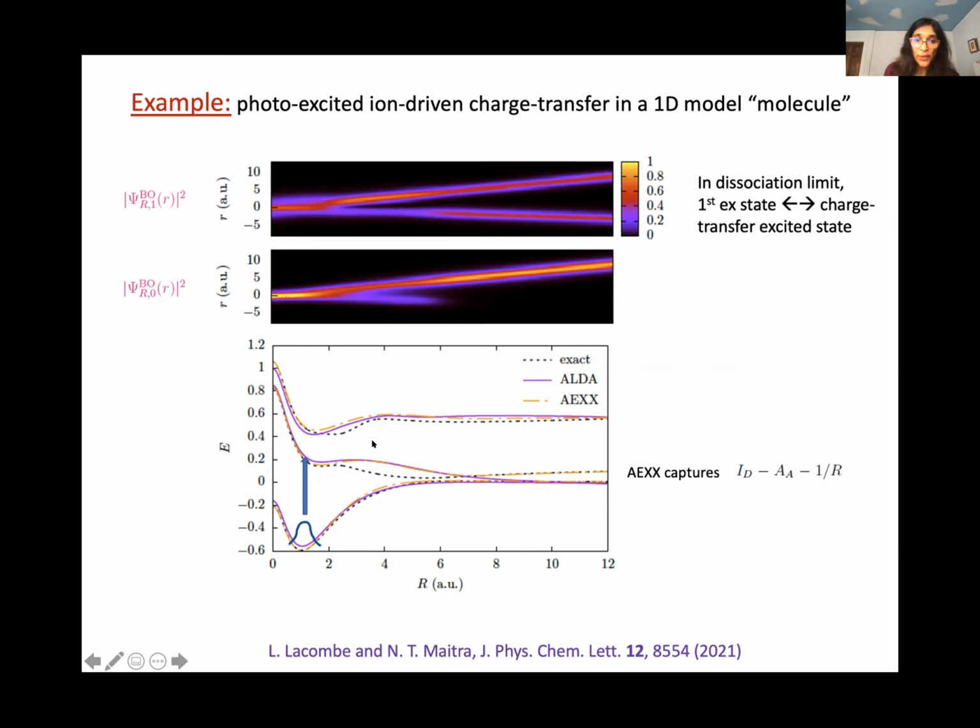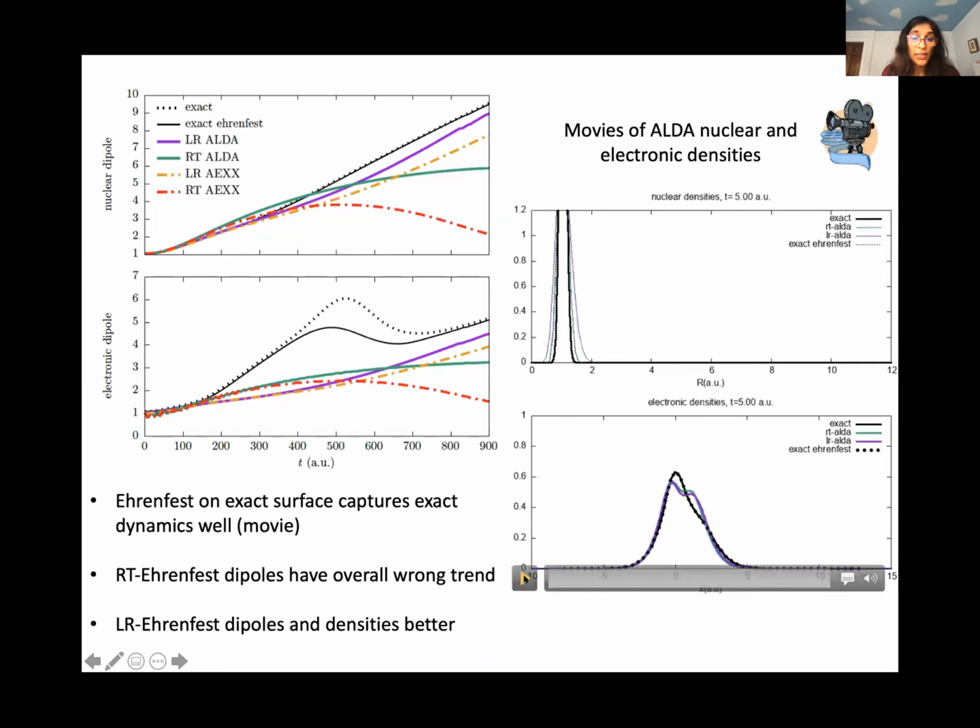not just charge transfer effects actually. In the large range limit, in fact, the adiabatic exact exchange gets this charge transfer character while ALDA doesn't. And if you begin here, I'll just show quickly the results. So we start with a nuclear wave packet here, which is photoexcited, and then it just evolves because it's on the sloped part of the surface. And if you look at the dynamics, I'll just have the movie going here.